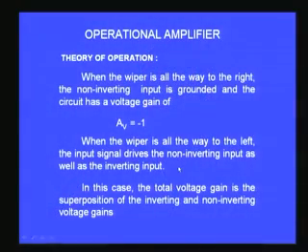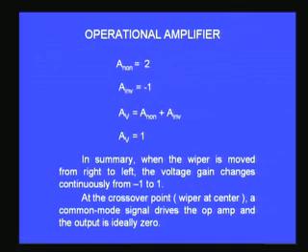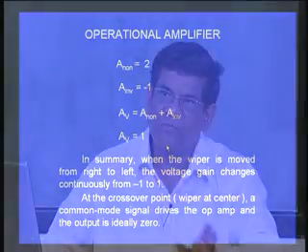But when the wiper is all the way to the left, the input signal drives both the inverting and the non-inverting input. In that case, the total voltage gain is a superposition of the inverting and non-inverting voltage gains. We have already seen that earlier in the beginning also. So the non-inverting gain is 2, the inverting gain is -1, therefore total gain is 1. So these are all known. What is the only difference? I am not just switching, but I am using a potentiometer and going from the ground to some value, and therefore the gain is going to vary from -1 to +1. That is all, the very simple thing.